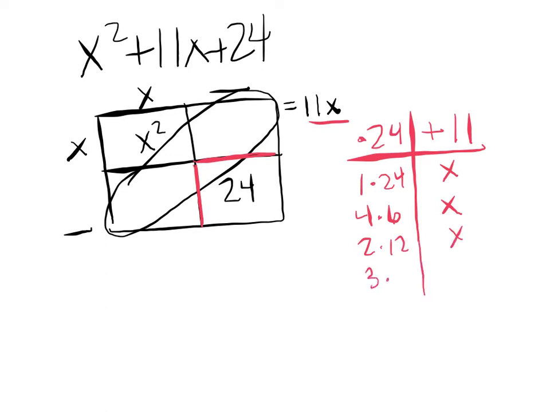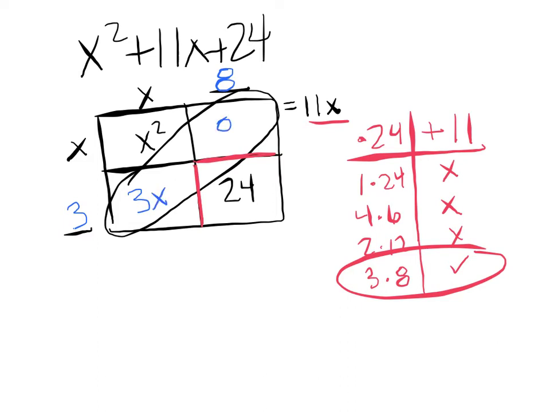3 and 8. 3 times 8 is 24. 3 plus 8 is 11. So I found my blanks. That means we are going to have 3 in one blank and 8 in the other. It doesn't matter which. Which means we'll have 3x's and 8x's. If we check this, yeah, it does work out to be 11x's. So our final factored form of this expression is x plus 3 times x plus 8.